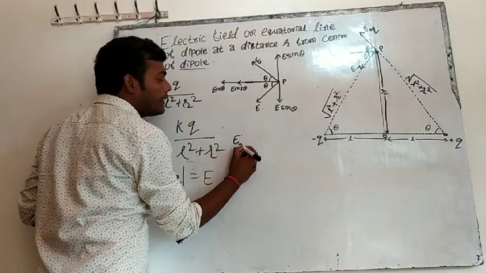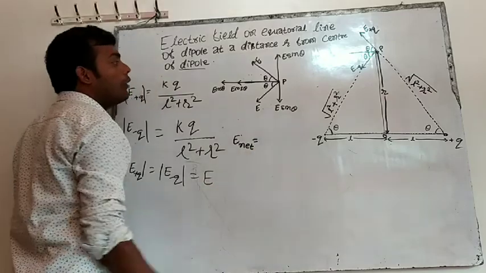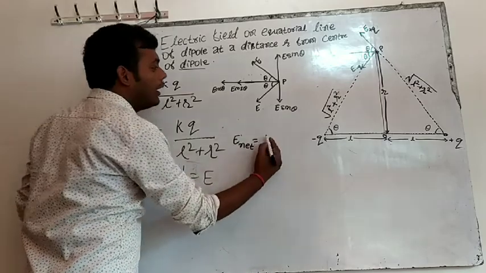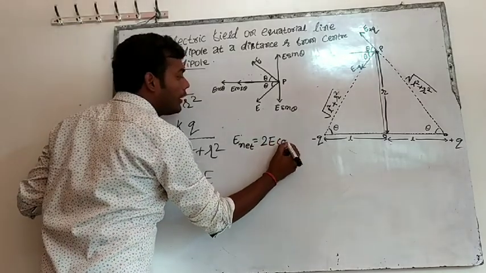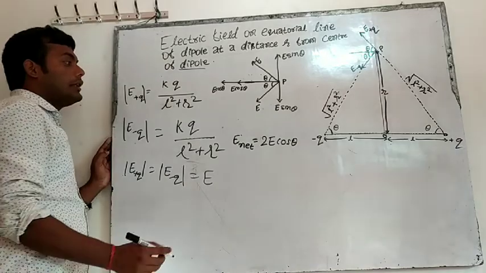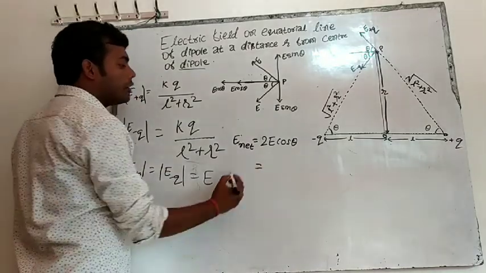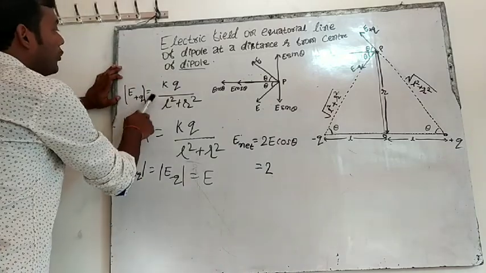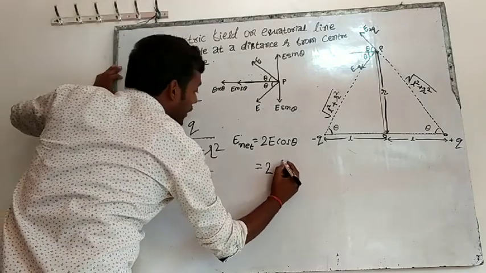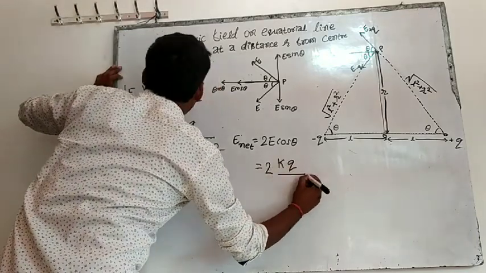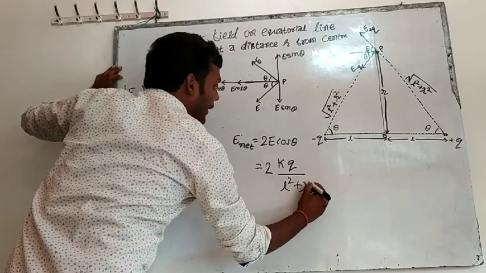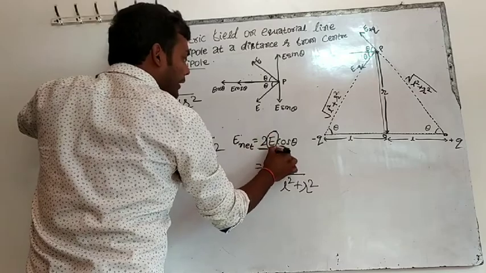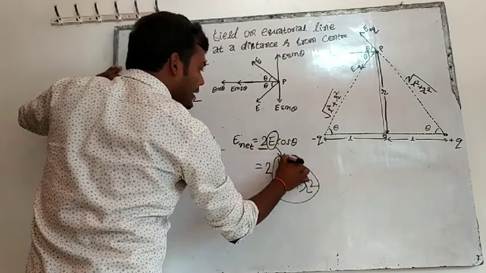The net resultant force in the x direction will be equal to E cos theta plus E cos theta, which is 2 times E cos theta. Now what will be E? You can check from here that E is equal to KQ by L square plus R square. So write it: E is equal to KQ by L square plus R square. I have written the 2 exactly, and in place of E I have written this complete expression.